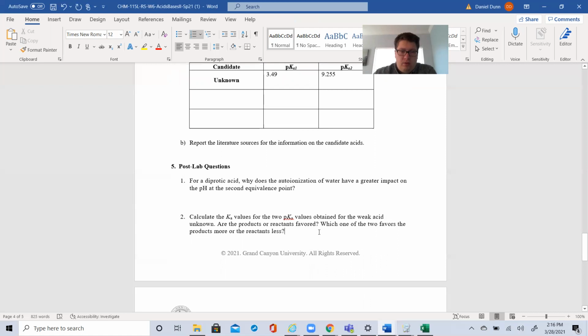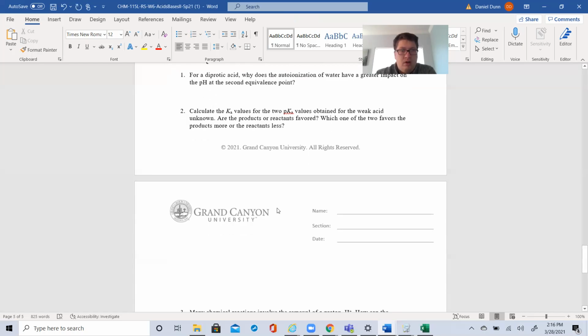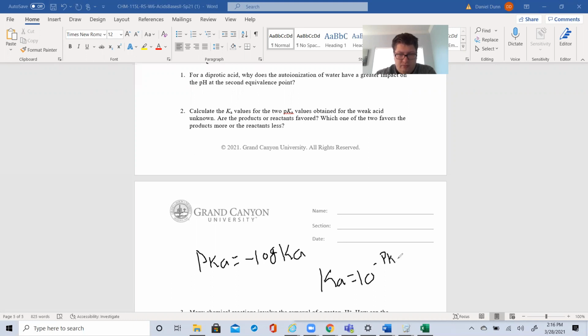Okay. Well, we had to calculate Ka, and you guys should know this from lecture, but pKa is equal to the negative log of Ka. To solve for Ka, you just take base 10 to the negative pKa. Boom. That's how you're going to solve for Ka. That's the first half. Then you're going to look and tell me which one's favored, reactants or products.